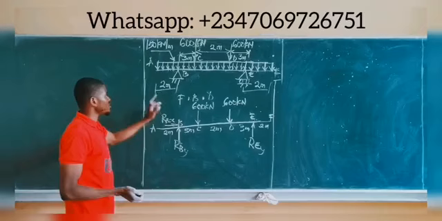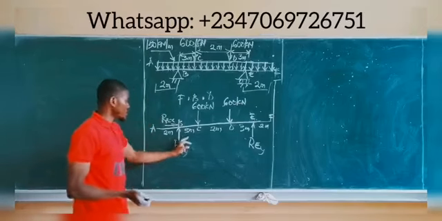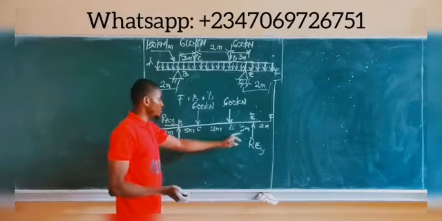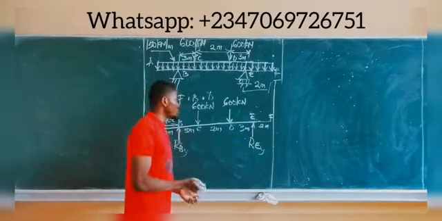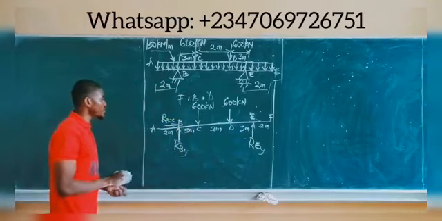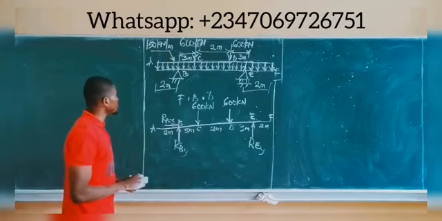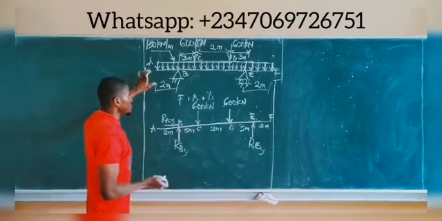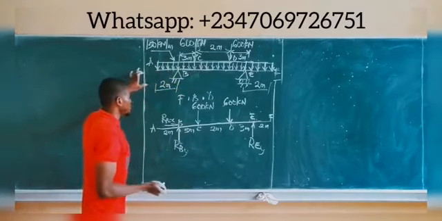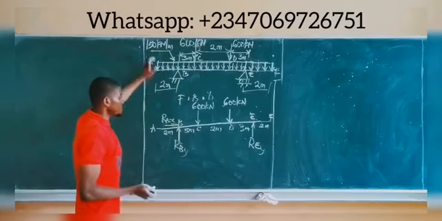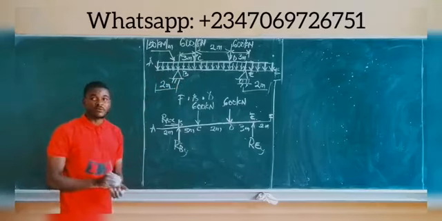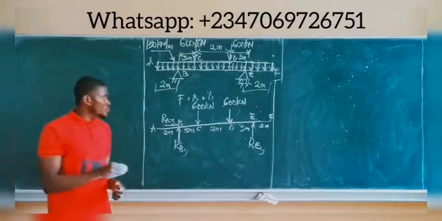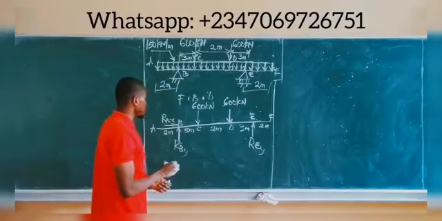The total length of the beam is simply 2 plus 3, that's 5, plus 2, 7, plus 3, 10, plus 2, 12. So the total length of the beam is 12 meters. And if you multiply 150 by 12, it gives us the point load due to this UDL. 150 by 12 is 1,800.